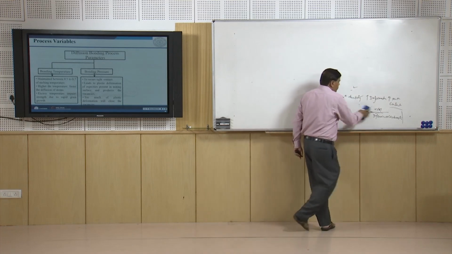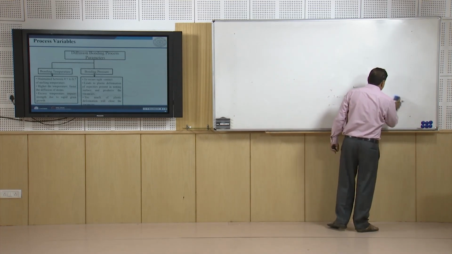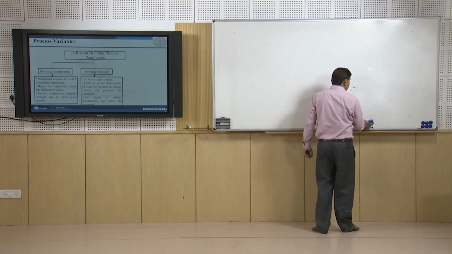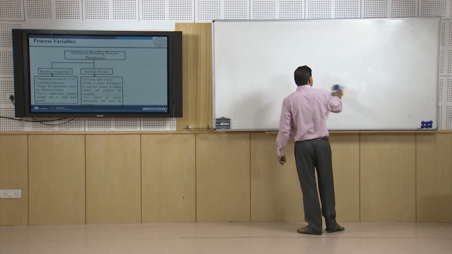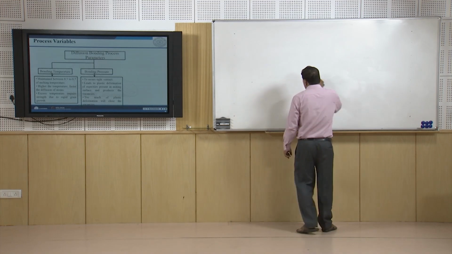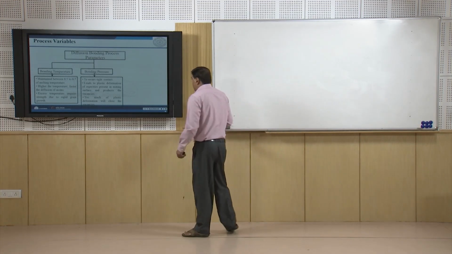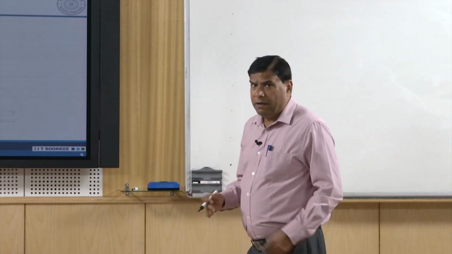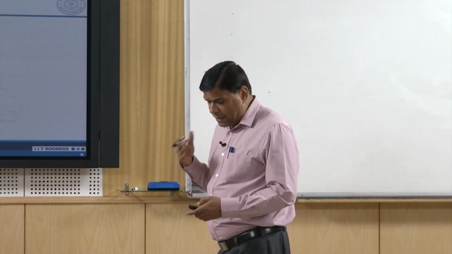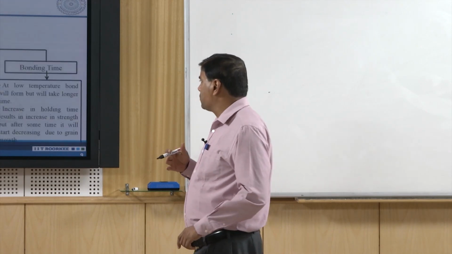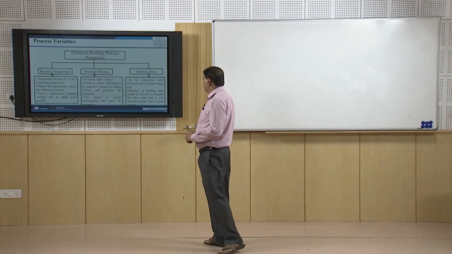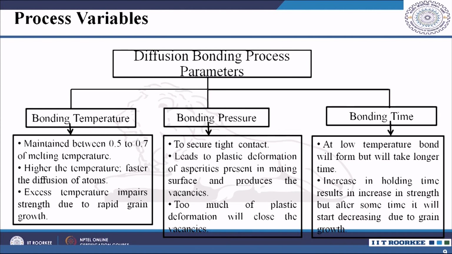It is good to keep it for long, so that volumetric diffusion can eliminate all the vacancies, all the pores which are present at the interface, but excessively large exposure time can lead to the coarsening of the grains. So, low temperature bond will form. At the low temperature, it will take longer time to develop the diffusion bond, because at high temperature faster diffusion will facilitate the bonding earlier.